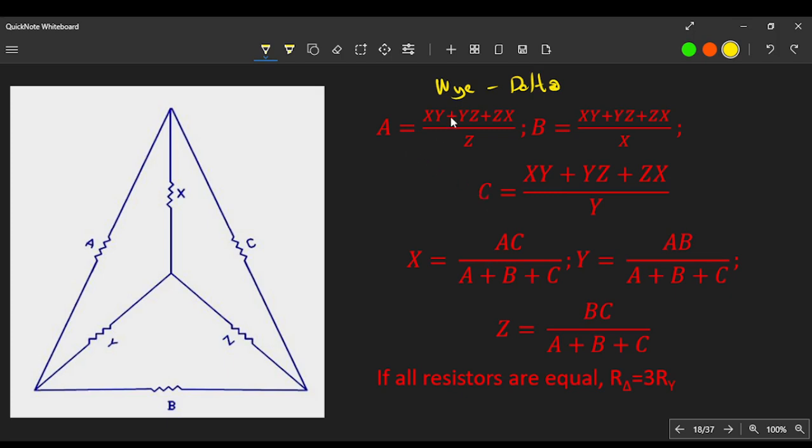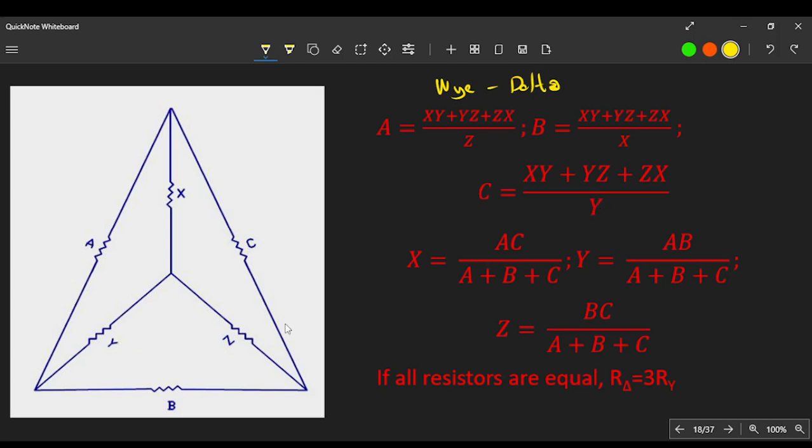To solve for A, we pair the three resistors: XY, YZ, and ZX, and divide by the resistor which is opposite to A, which is Z. For B, it's the same as above, with the resistor opposite to B, which is X. And for C, it's the same, and we divide by the resistor opposite to C, which is Y.